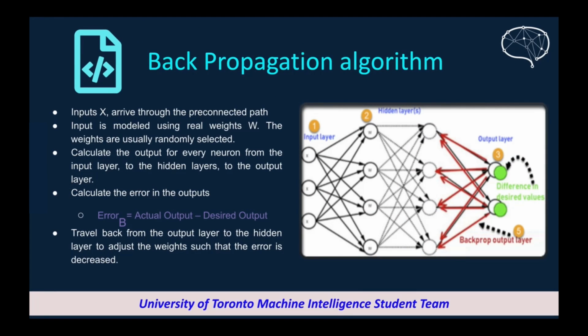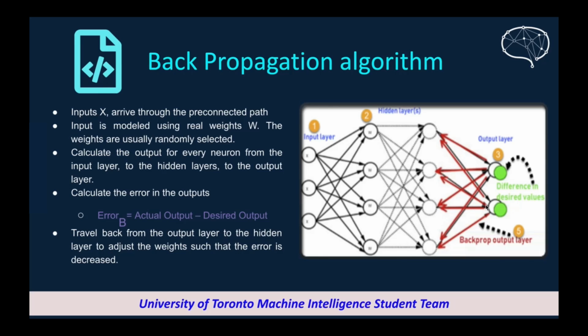Let me explain to you what exactly the backpropagation algorithm is based on some visuals. The input X arrives through a pre-connected path. The input is modeled using some real weights called W. The weights are usually randomly selected. Now we calculate the output for every neuron from the input layer to the hidden layer and then to the output layer.